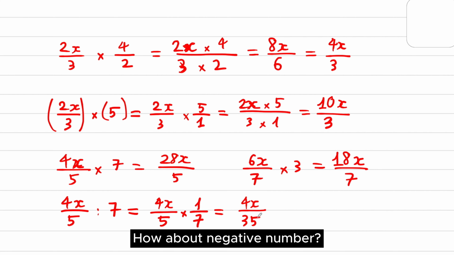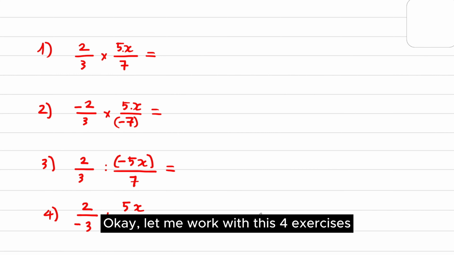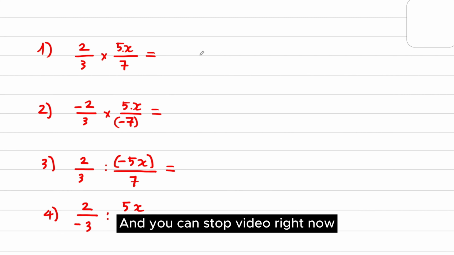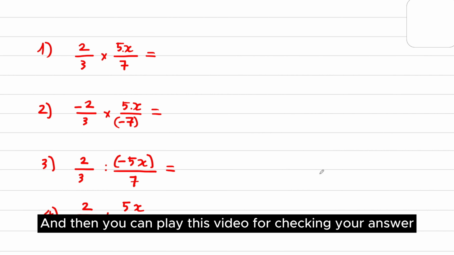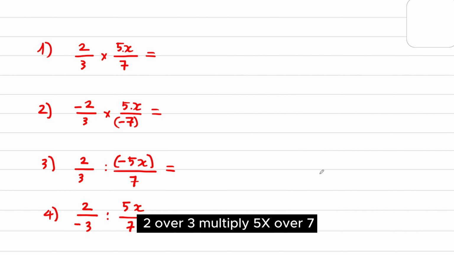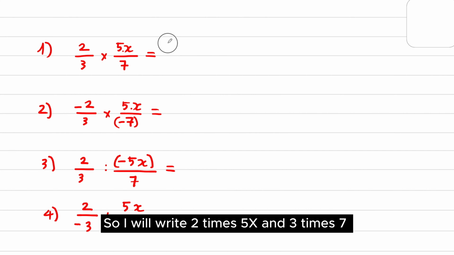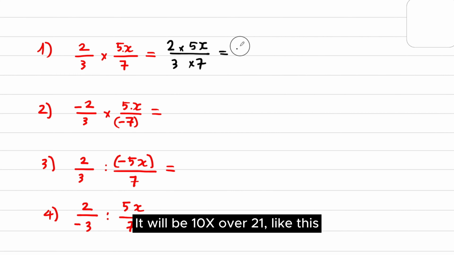How about negative numbers? Okay, let me work with these 4 exercises. You can stop the video right now, try it by yourself, and then play the video to check your answer. Question 1: 2 over 3 multiplied by 5x over 7. I will write 2 times 5x and 3 times 7. It will be 10x over 21, like this.